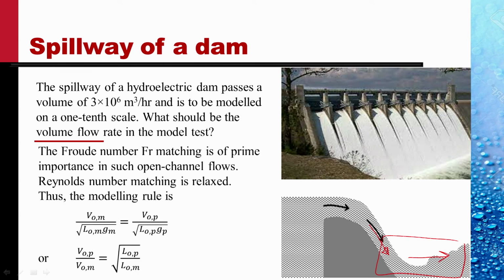Since this is a problem with the free surface, cavitation is not important. So Froude number matching is of prime importance in such open channel flows. Reynolds number matching could be relaxed because the dependence on Reynolds number is low, as discussed in the beginning of this lecture. Thus, the modeling rule is simply the matching of Froude number. The Froude number for the model should be the same as the Froude number for the prototype. From this, we get the velocity ratio V0P over V0M is equal to the square root of L0P divided by L0M.